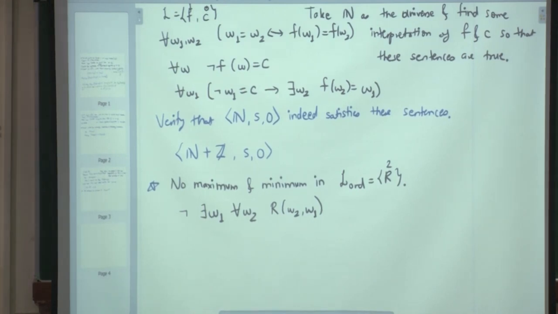Weak order, okay. So there exists a W1 such that for all W2, R of W2, W1. This weak order will also work, because W2 is less than or equal to W2 itself. So weak order will work. So interpret R as less than or equal. And on the other hand, if you interpret R as greater than or equal, the only change you need to do for minimum is this.